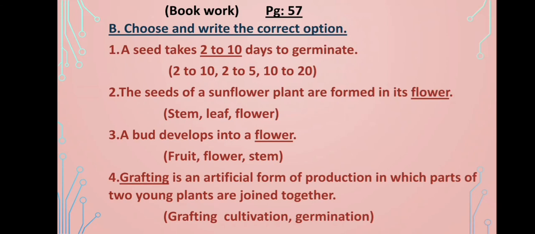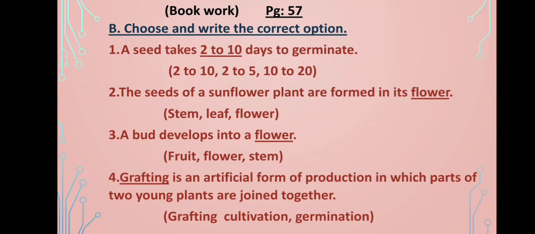Okay, let's start the book work. Open page 57, exercise B, choose and write the correct option. Number 1. A seed takes dash days to germinate. 2 to 10, 2 to 5 or 10 to 20. Yes, it's 2 to 10.